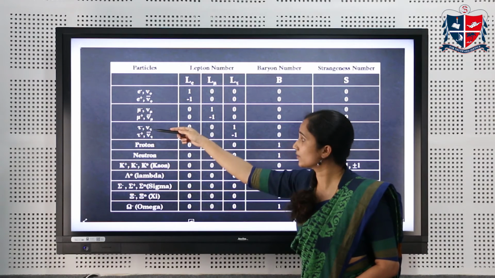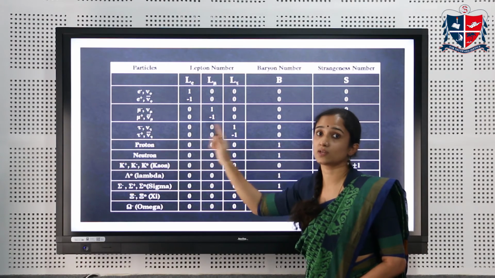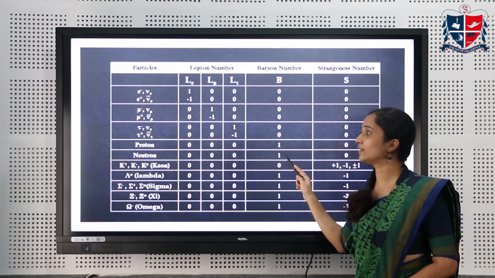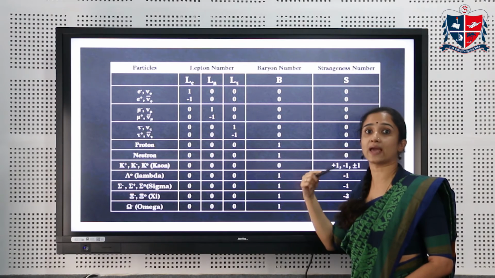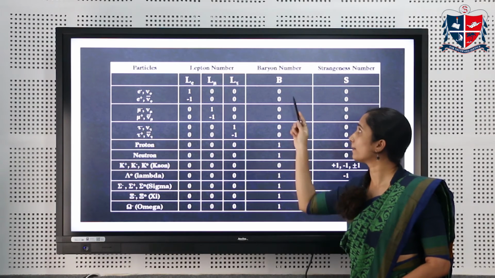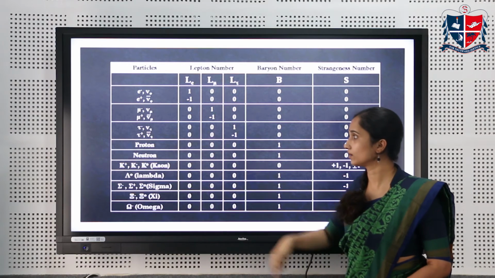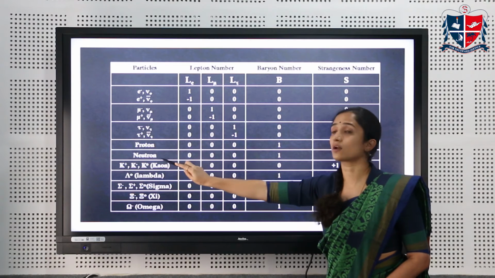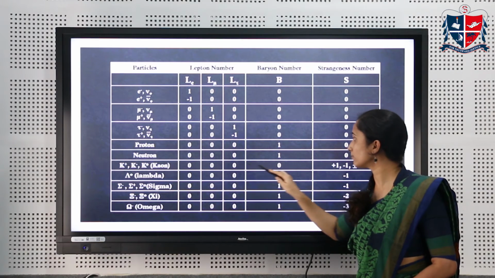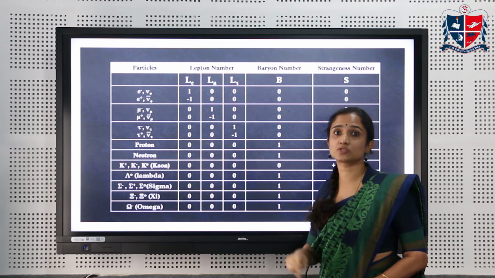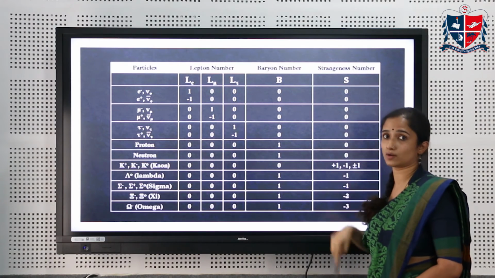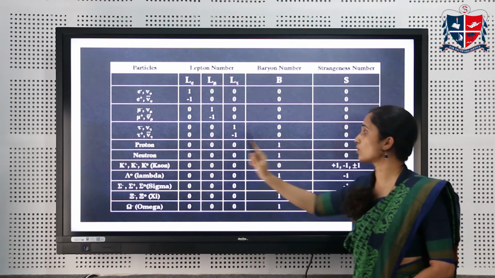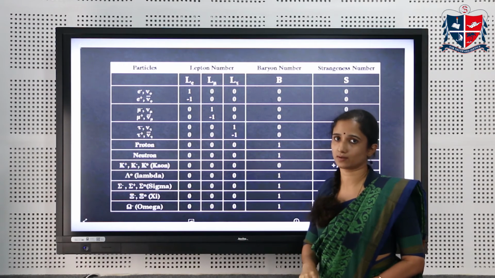Similarly for other leptons. Now when we come to protons and neutrons, they are not leptons, so they have lepton quantum numbers 0 and baryon number will be equal to 1. Whereas for an antiproton and an antineutron, baryon number will be -1. Kaons are neither leptons nor baryons, they are mesons. So they have all these quantum numbers 0, but since they are strange particles, they possess a strangeness quantum number in the range +1, -1 and ±1 for K0 and its antiparticle.